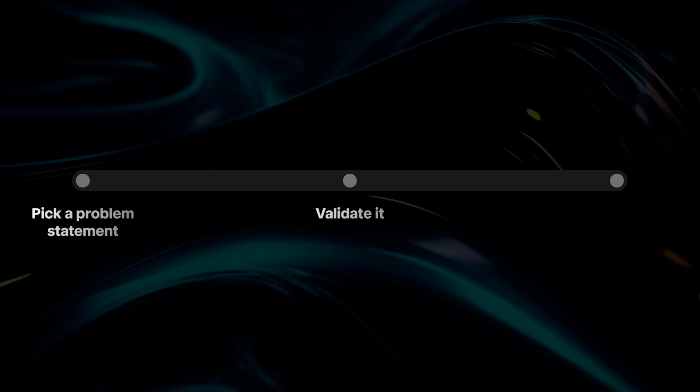The second step is to validate it. What that means is to understand, is this even a problem that is worth solving? And what are the advantages and what are the disadvantages of all of that? And then you go ahead and solve it. So these are the three steps that you pretty much go through when you're solving a problem statement.